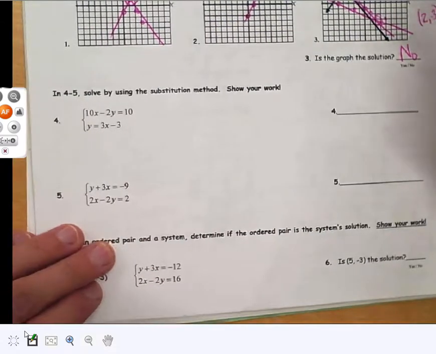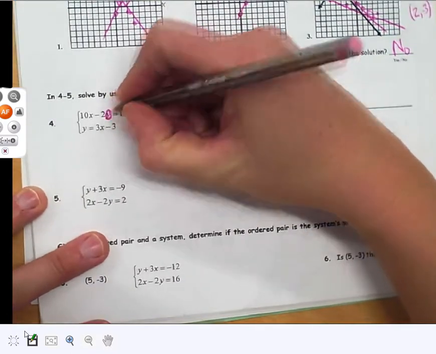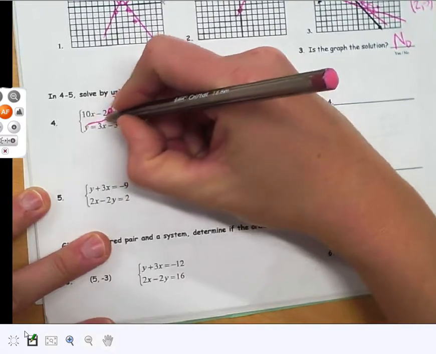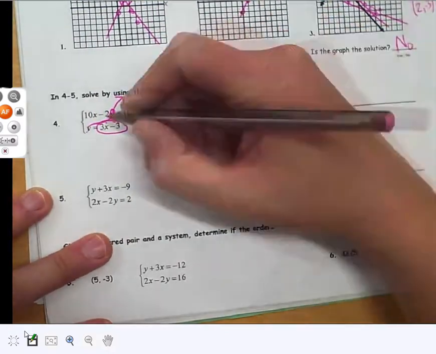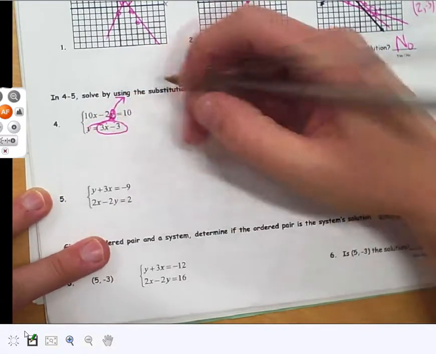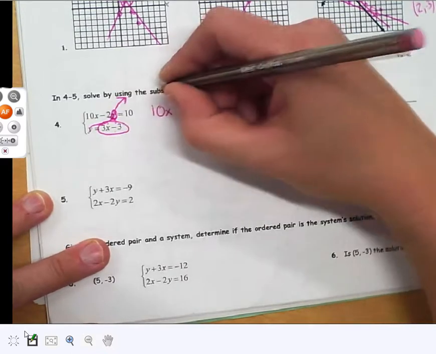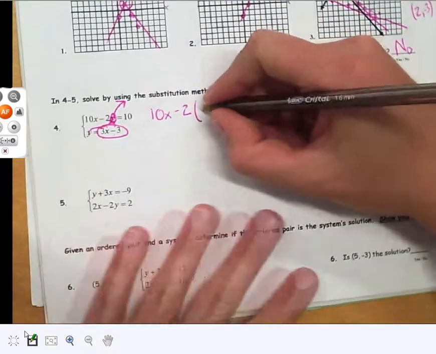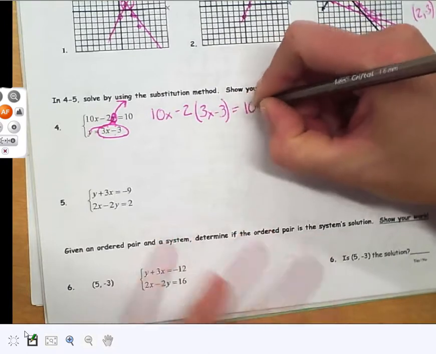So for number 4, think of it as sports. This player, here's my y. This y is going out. This y is going in. But it's not going in that form. It's going in as 3x minus 3. So the y is replaced by what y is equal to. So I have 10x minus 2. The y came out, and I replaced it with what y was equal to. 3x minus 3 equals 10.